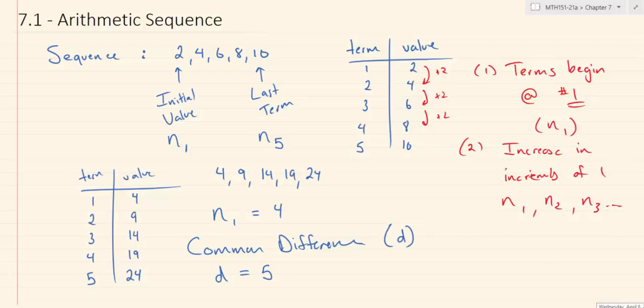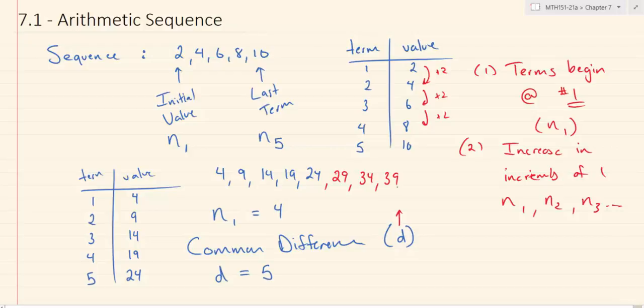So we figured out the first 5 terms. What would be the next term? And you'd say, oh, well, I would just use this common difference, and I would add 5 to it, right? 29. And then what's the next term? Oh, I would add 5, and I would get 34. And then I'd get 39, and you could do this for a while.